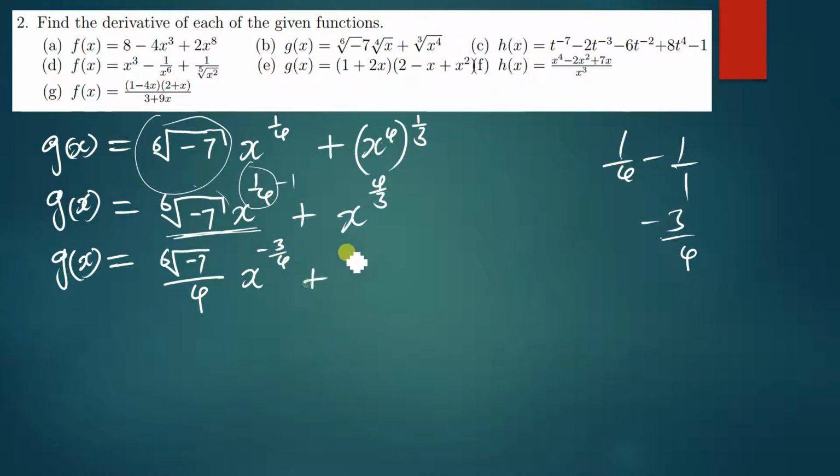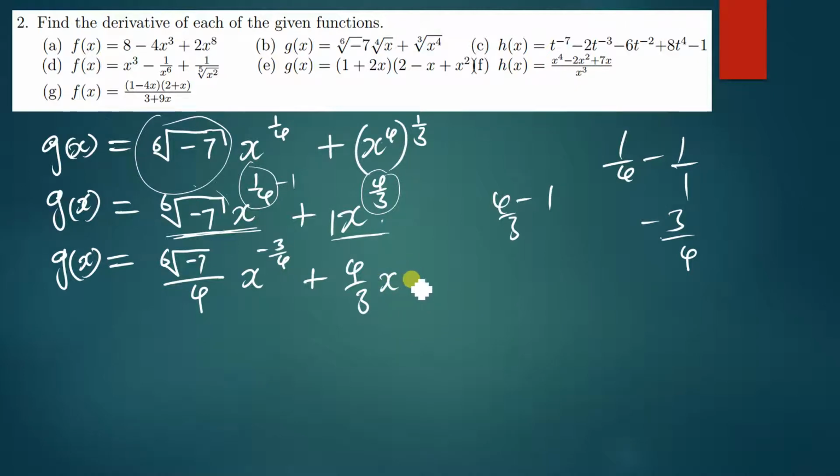Then we have plus. So this part here, we also do the same. We multiply the coefficient of x times the power. So 4 over 3 times 1, this will give us 4 over 3. And then we have x to the power 4 over 3 minus 1.